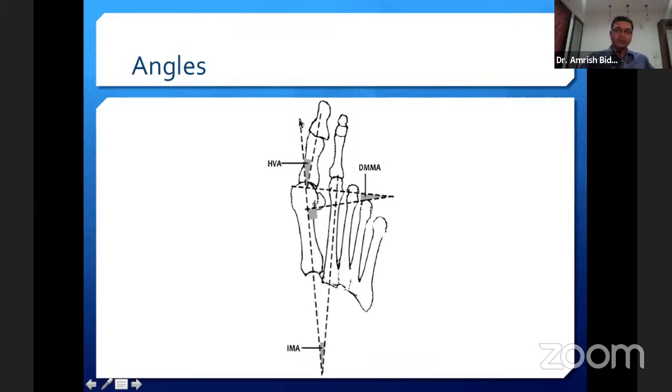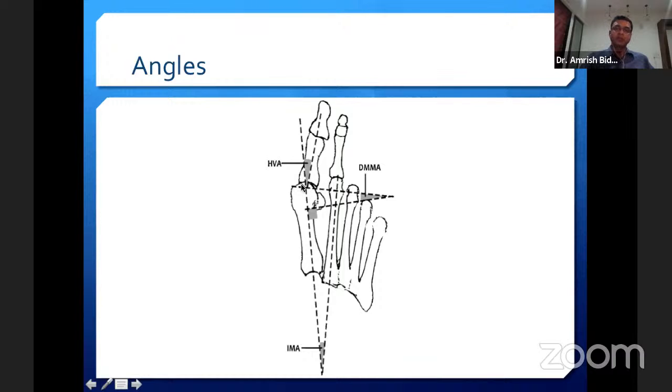The second angle is the axis of the first metatarsal and the axis of the second metatarsal, and that gives you the intermetatarsal angle. There is a third thing that they've called DMMA here. It is also sometimes called DMAA. It is called the distal metatarsal articular angle or distal metatarsal metaphyseal angle. The cartilage at the end of this bone normally sits a little bit off 90 degrees, about 5 to 10 degrees.